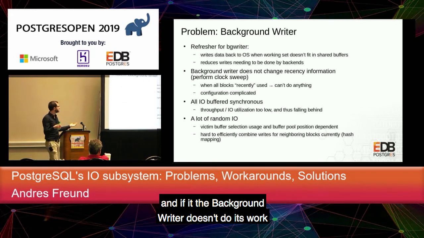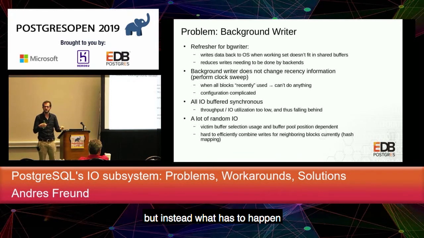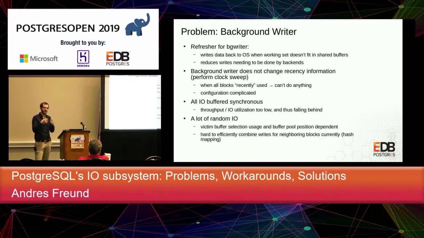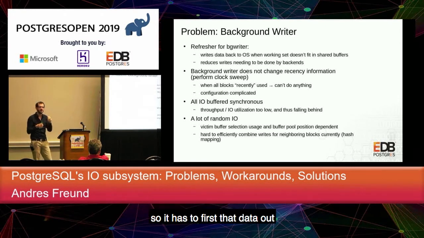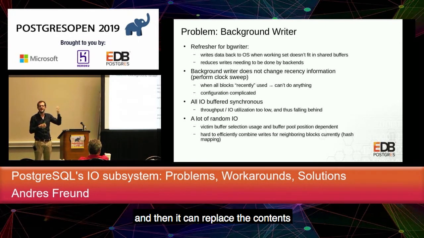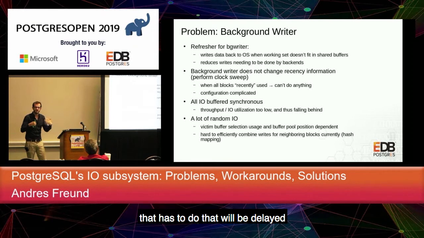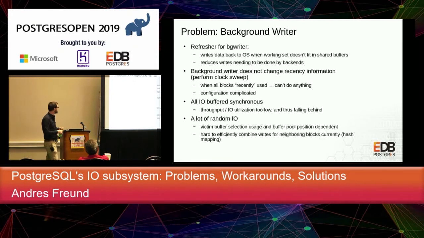And if the background writer doesn't do its work, what instead has to happen is that the backend has to look at the page and see, oh, it's dirty, it already has content, but it's modified and different from the disk contents. So it has to first write that data out, wait for that to happen, and then it can replace the contents, which obviously means that every query that has to do that will be delayed.